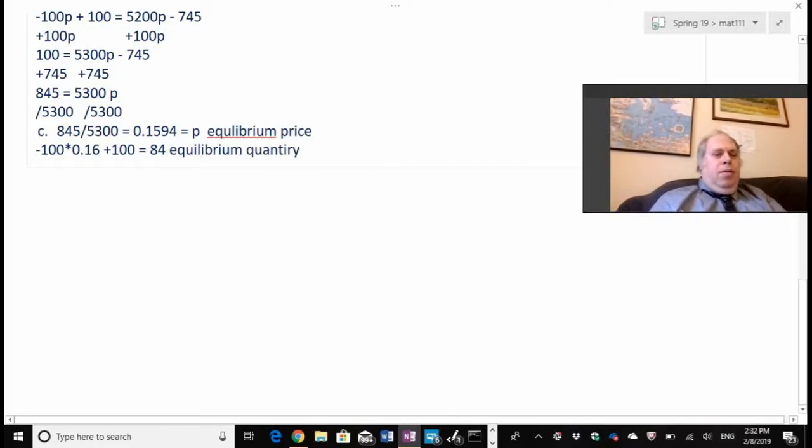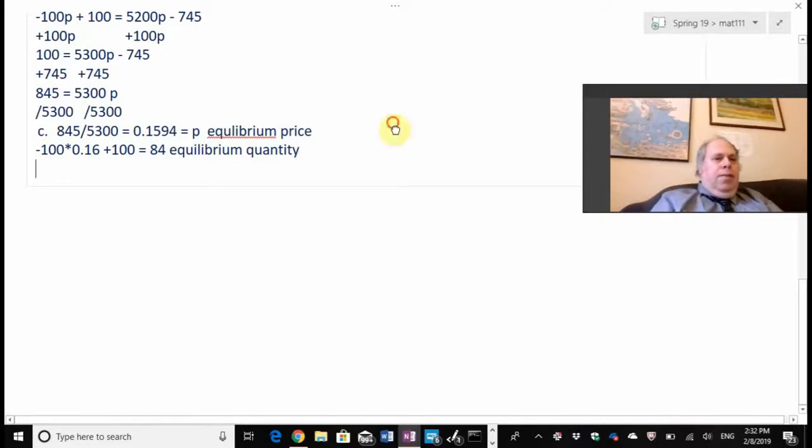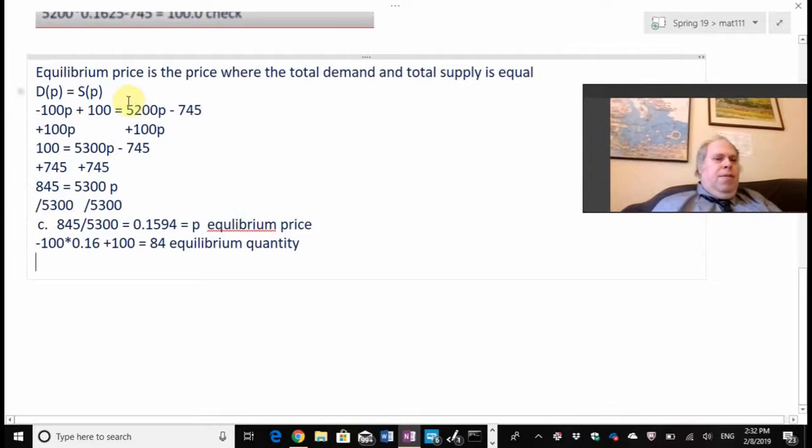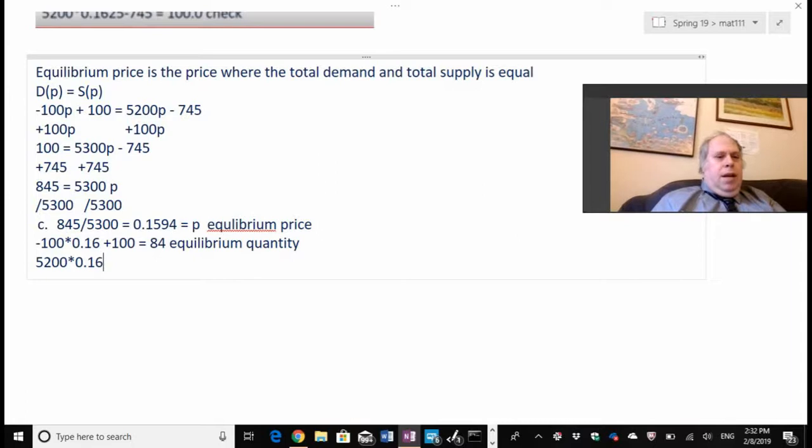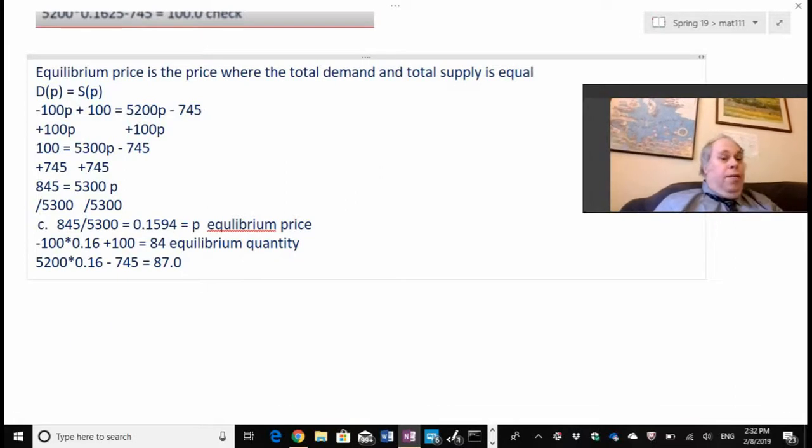Now notice there's a little round off, so that's going to cause a little problem with the check, which I'm going to do now. If I got this right, the supply function, 5200p minus 745, S of P, should give me the same thing. Now, I rounded it off, so it won't give me exactly the same thing, but maybe if it's close, I'll take it. So I'm going to take 16 cents again, and we'll subtract 745. And I get 87. So you say, maybe that's not close enough.